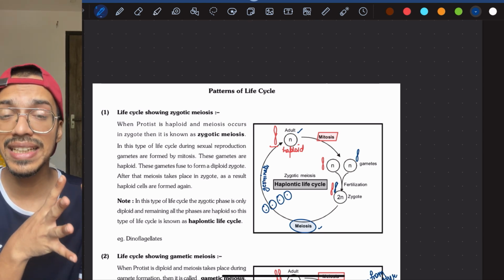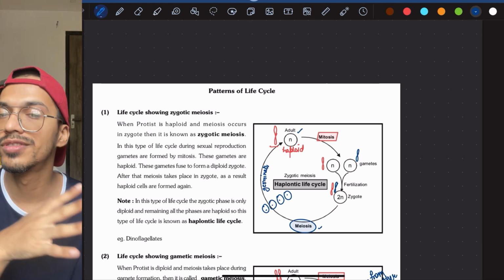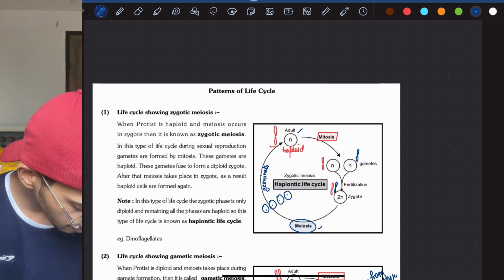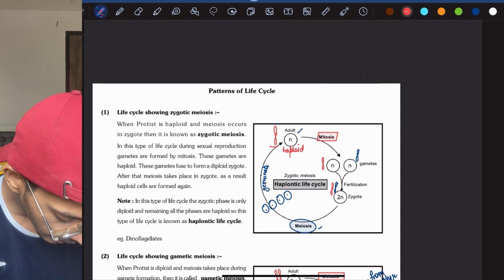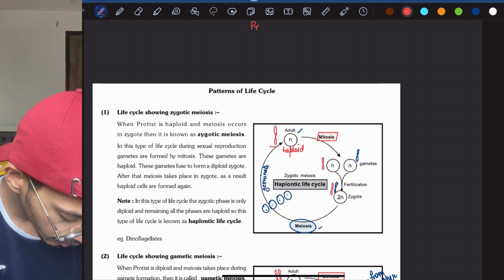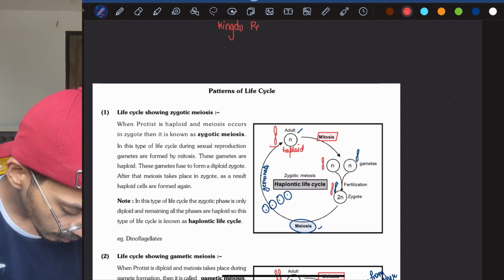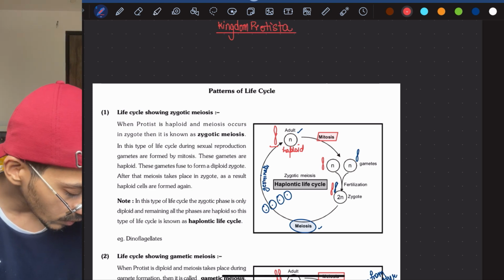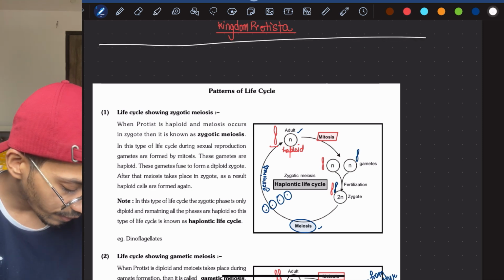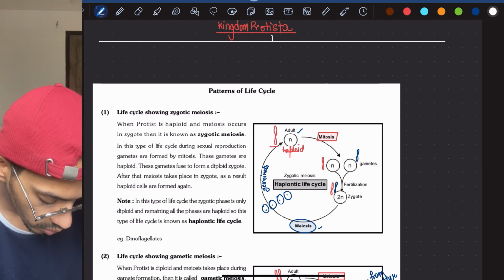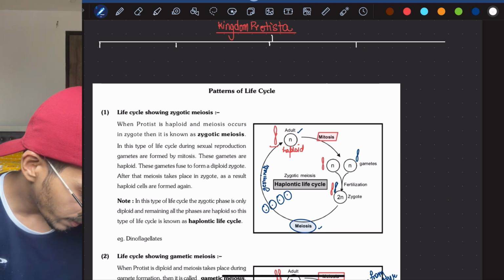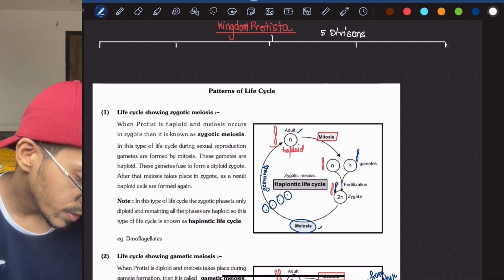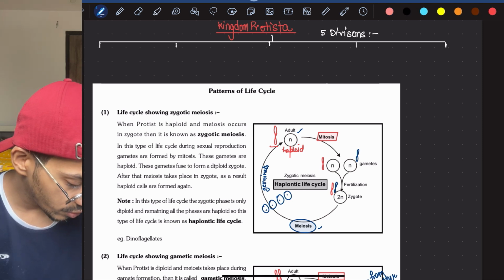Next we are going to see the divisions of the Protista. Protista has 5 major divisions, which we have already discussed before, but here we are writing it up so that you can remember it. So Kingdom Protista is classified into how many? That is 5 different divisions: 1, 2, 3, 4 and 5. So what are those 5 divisions?